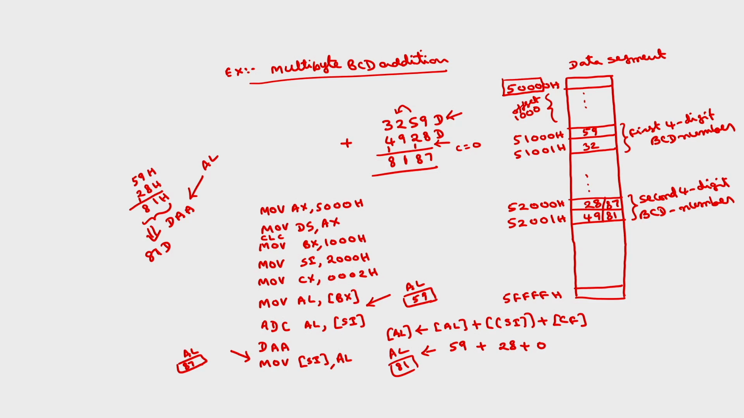Now INC BX, INC SI, LOOP UP. Where should this UP label be now? It should be here.